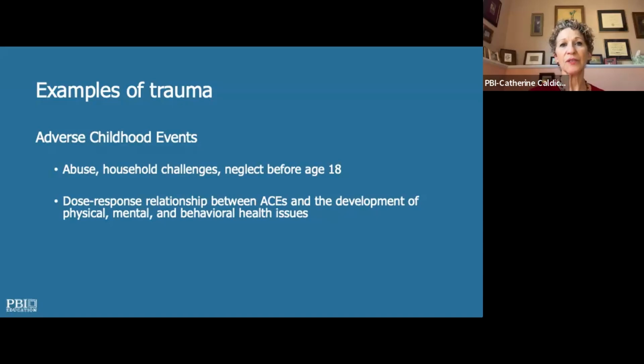They developed a list of 10 questions that asked about abuse and household dysfunction experienced by people before the age of 18. And this list of 10 questions is called the ACE questionnaire. A positive or a yes answer to any of the 10 questions constitutes a person's ACE score. The other really interesting finding is that they noticed a dose-response relationship between the ACE score and the development of physical, mental, and behavioral health issues. And what this means is the higher your score on the ACE questionnaire, the greater the chances that you would develop physical, mental, and behavioral health issues.